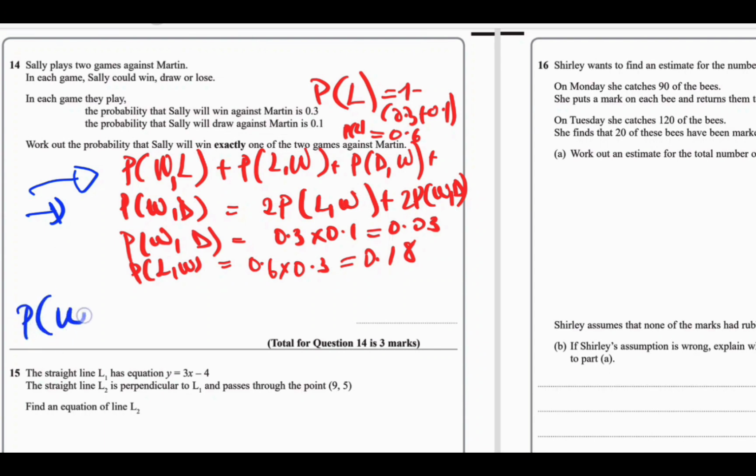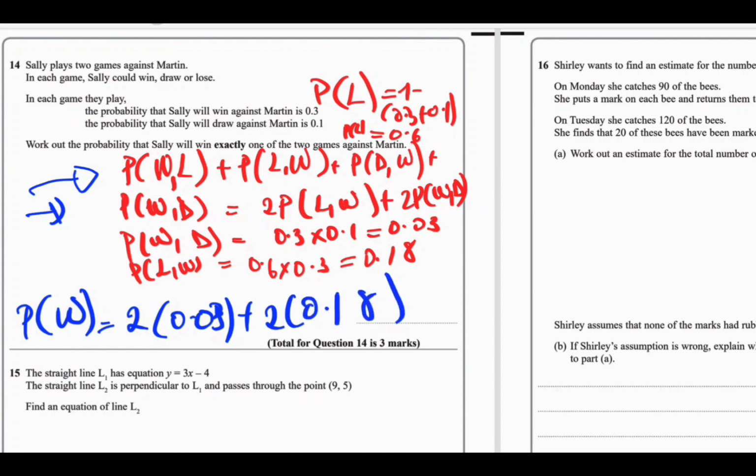So the probability that she wins exactly once would be 2 times 0.03 plus 3 times 2 times 0.18. Okay, all of this without a calculator, so 0.06 plus 0.36, and this would be 0.42 as our answer. And there we have it.